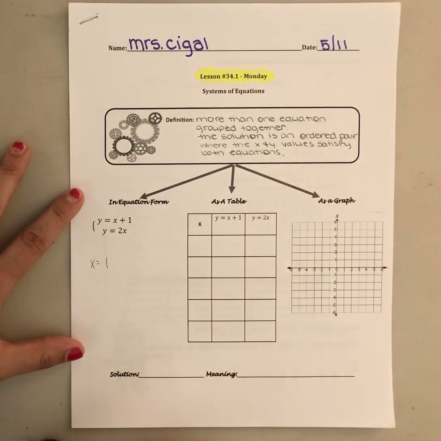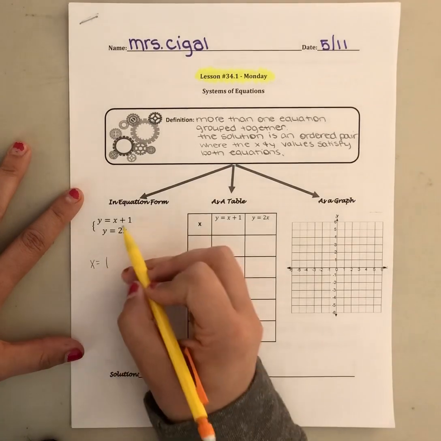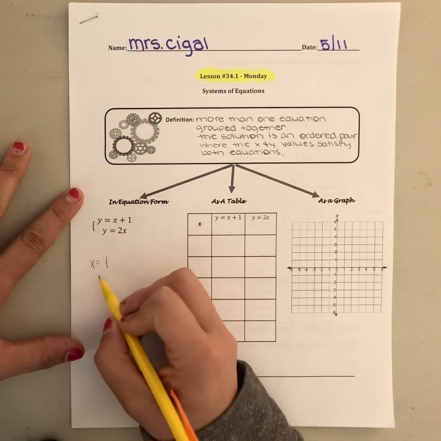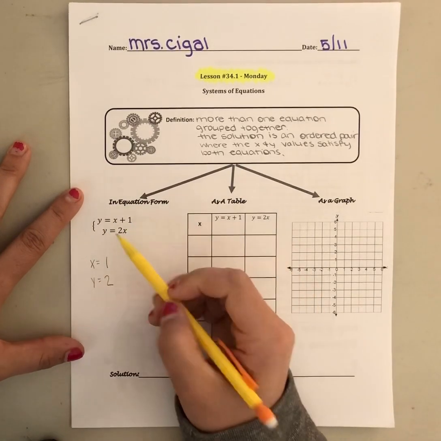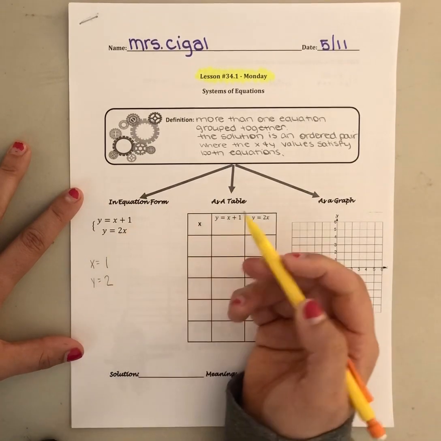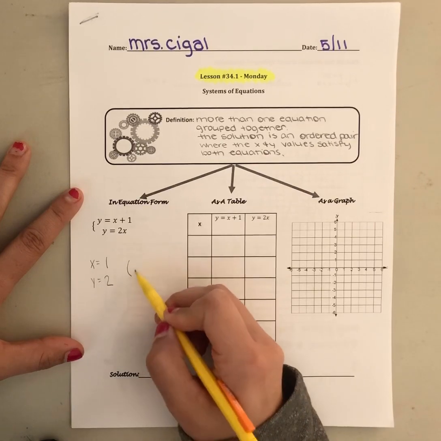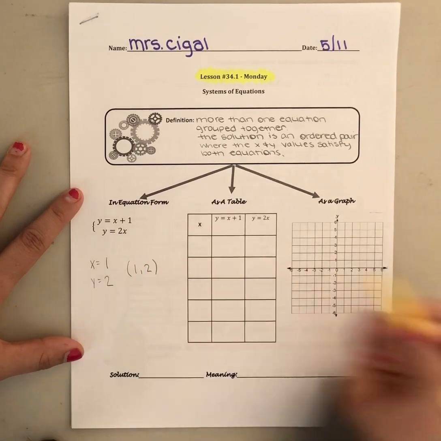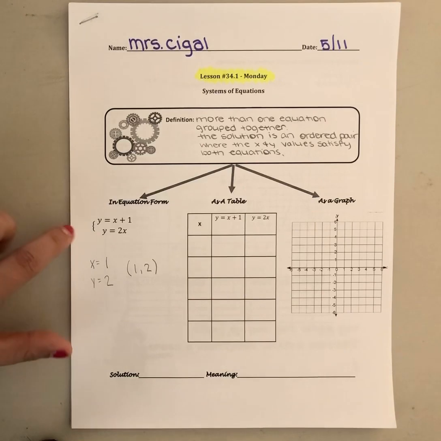But then you're not done. You need a y value also. So if I plug in x equals 1, 1 plus 1 is 2, and just make sure it works for the other one. If I plug in 1, 2 times 1 is 2, so y would be 2. Hey, look, there's our answer. So we write it as an ordered pair. Some of you guys are really good with guess and check. Me personally, I never bother.